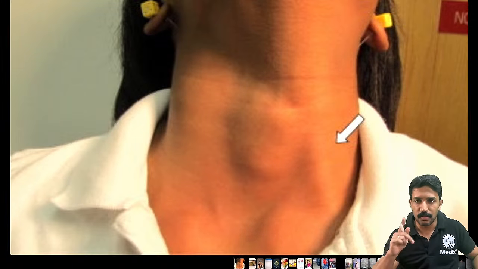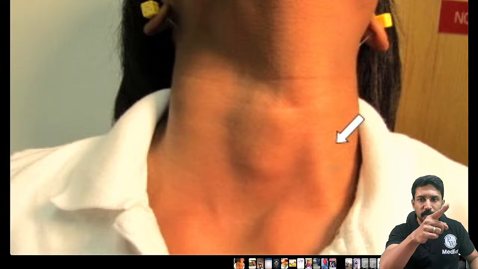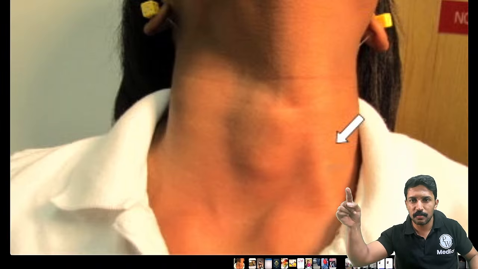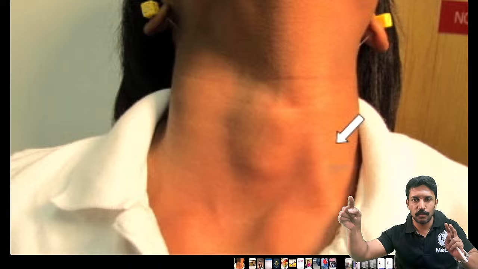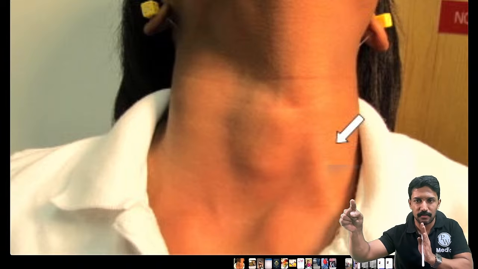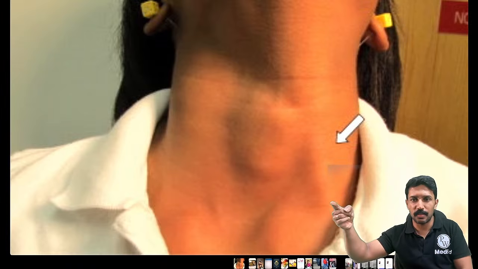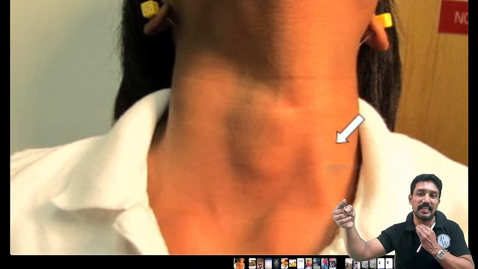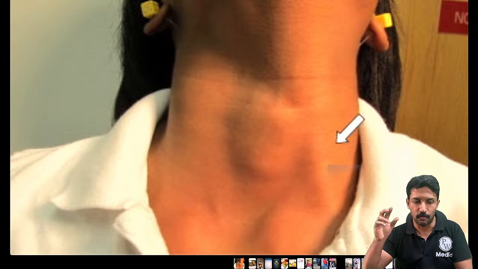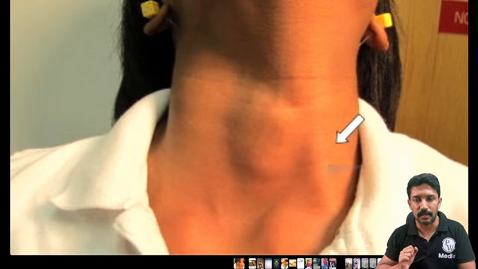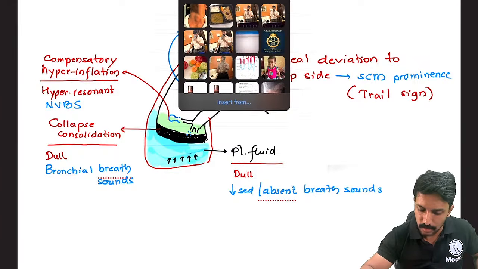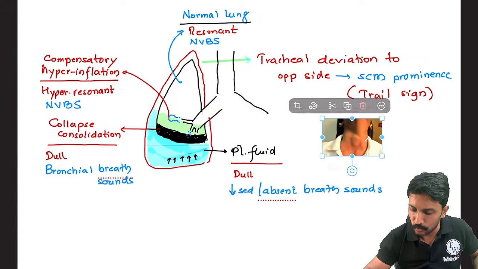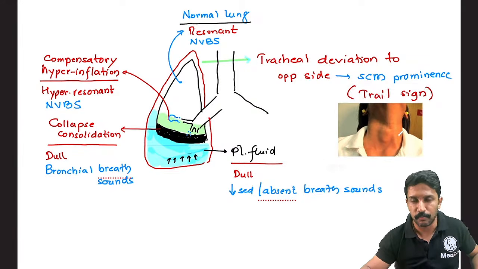So here, as you see on the monitor, you have an image which is showing a prominent sternocleidomastoid muscle. Can you notice that on this side? So trachea is shifted to that side, that's why you're seeing this prominent sternocleidomastoid muscle. The sternocleidomastoid muscle is being lifted by the shifted trachea. We call this Trail sign. So let me keep that image here for your reference so that when you go through the notes, you should be able to remember this.